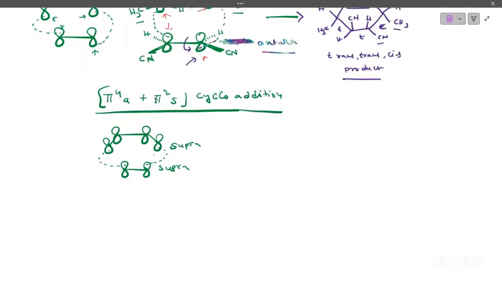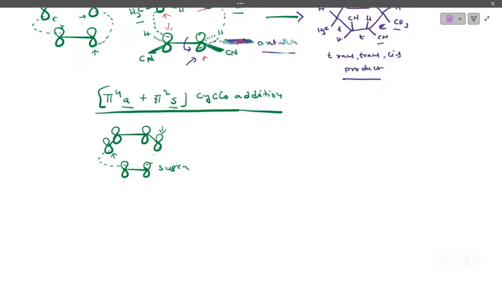Right. Here, in the previous case, with respect to the first pi system it is antara. With respect to the second pi system it is supra. Antara means opposite lobes are involved. In one interaction the bottommost lobe is involved, and the second interaction should be the opposite lobe. That is, the topmost lobe is involved in the interaction.